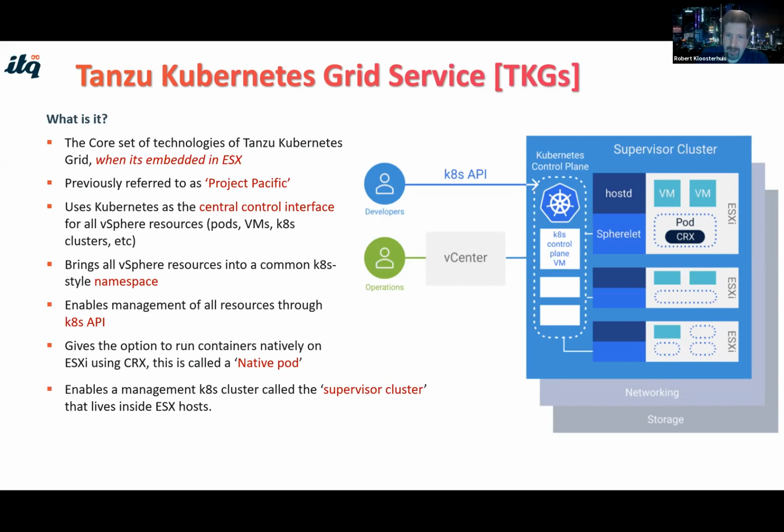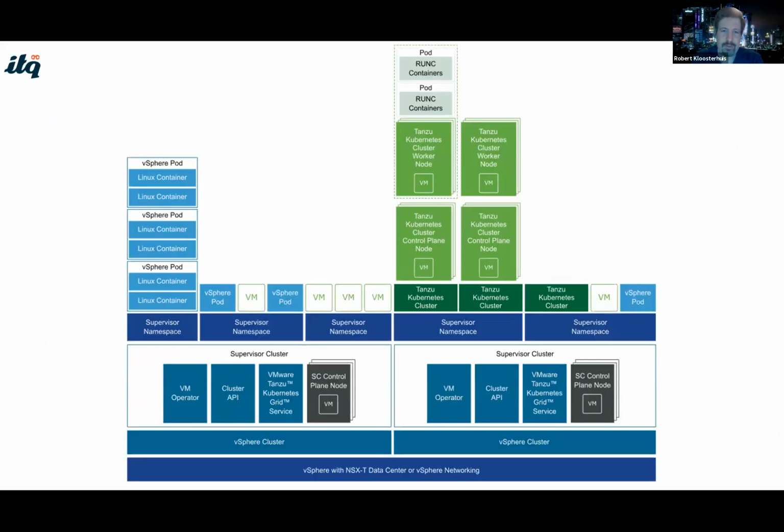VMware has a really nice slide on the Tanzu documentation website, this one, that shows really well what I'm talking about. On the left side is what it looks like when you run these Kubernetes objects inside ESX. And as you can see, they're at the same level as the VMs. They're treated very similarly by vCenter. You do stuff with them in the same UI.